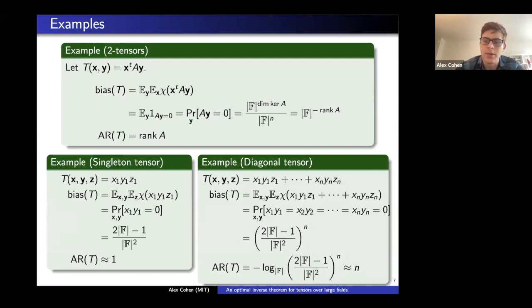And okay, the final example is the diagonal tensor. So for this one, if you imagine it as a matrix, then it just has ones along the diagonal. If it's a 3 tensor, then it also has ones along that diagonal. And we do once again a similar calculation, but this time the bias is the probability that x1 times y1 and x2 times y2 all the way through xn times yn equals 0. In this case, it's n independent copies of the probability we computed for the singleton tensor. And so the probability goes like 1 over size of F to the n. And so the analytic rank is around n, which is the maximum possible value, which again is what we should expect.